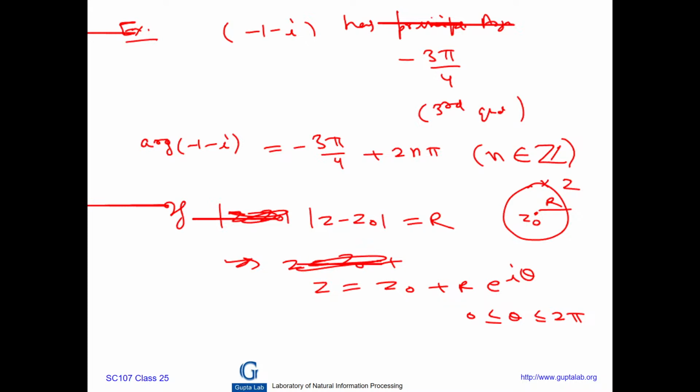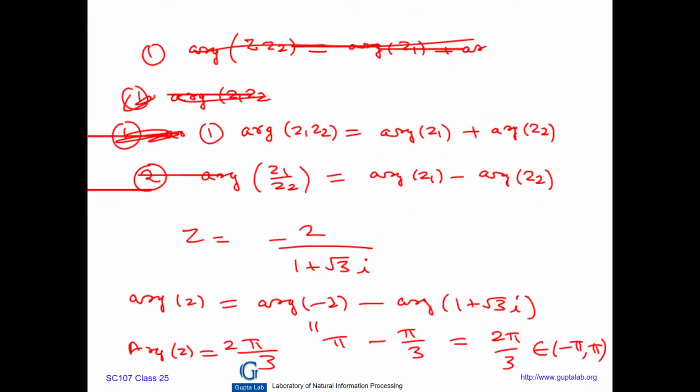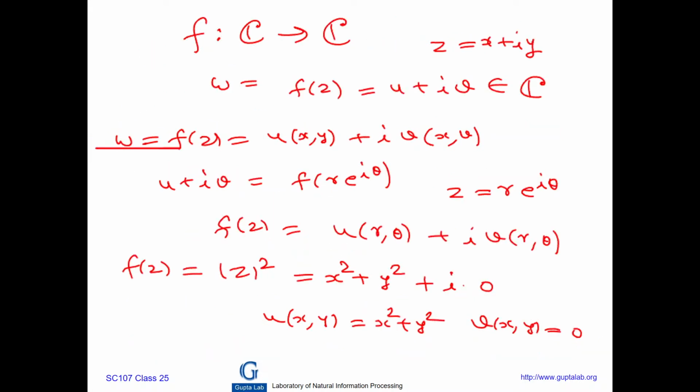So the equation of a circle is mod of z minus z0 is equal to r. This is a circle of radius r. And the distance between two complex numbers z and z0 is mod of z minus z0. Then for the argument, we have the following formula. Finding the argument is not a difficult thing. This is the polar coordinate.